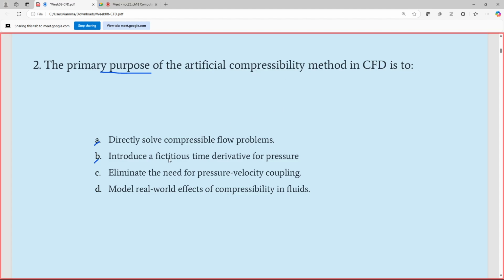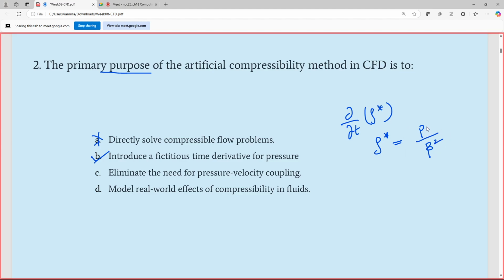Yes, we have seen while discussing the previous problem itself that the equation is for solving incompressible flow problems. So option A is wrong, and option B is our right answer. It introduces a fictitious time derivative of pressure. That is, it introduces dou by dou t of rho star, where rho star is equal to p by beta square.